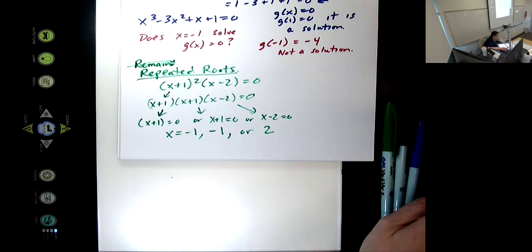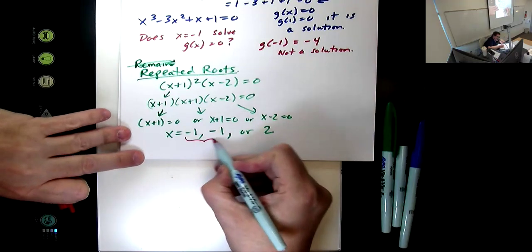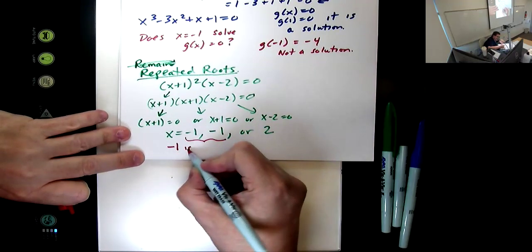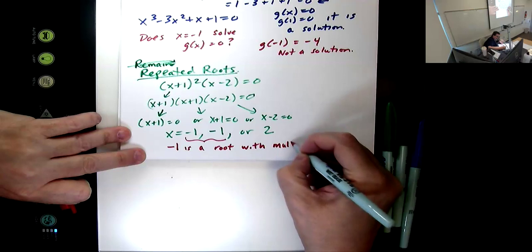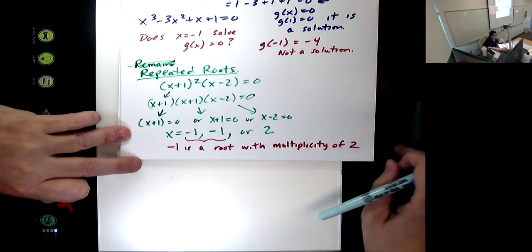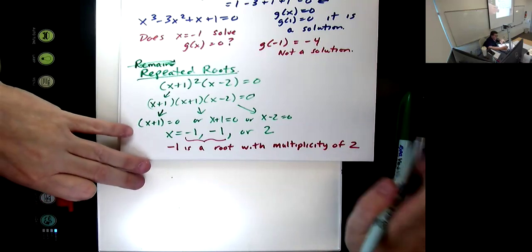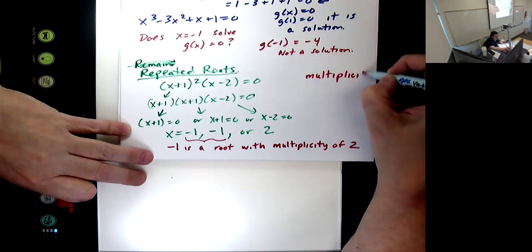You should, if we're looking for roots, list -1 twice. Yes, it's going to be very important for what we're doing the rest of chapter 14. In fact, it drastically changes the way the graph looks. So what we say here is -1 is a root with multiplicity. That's a great word. Multiplicity of 2. So multiplicity is how often does a root repeat?